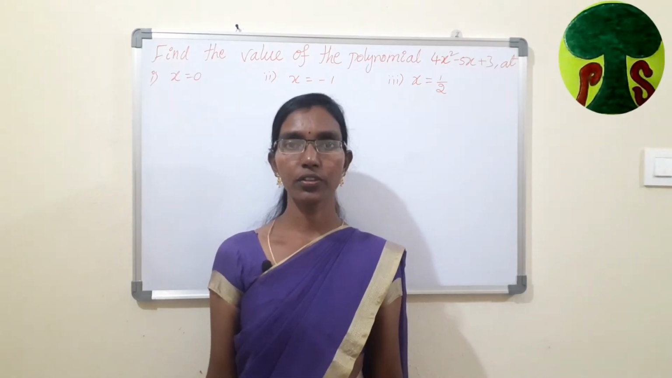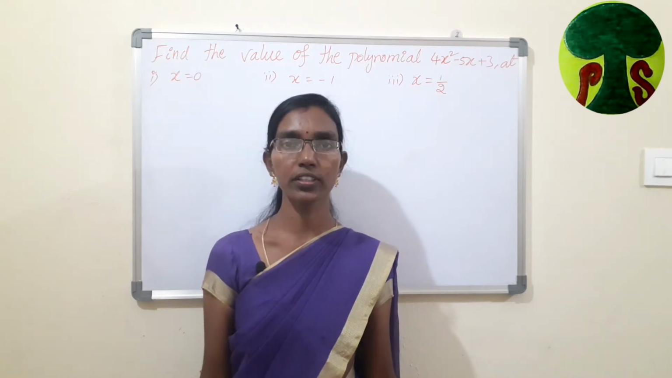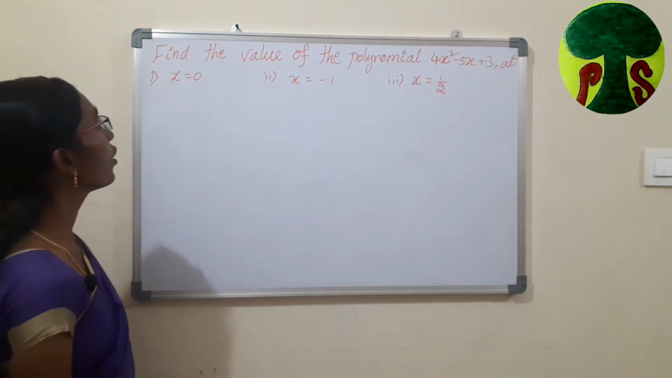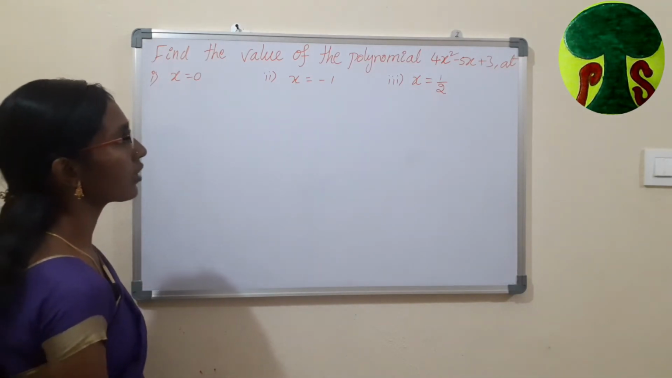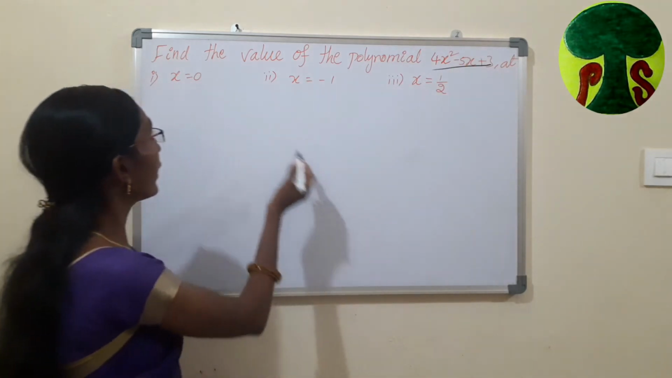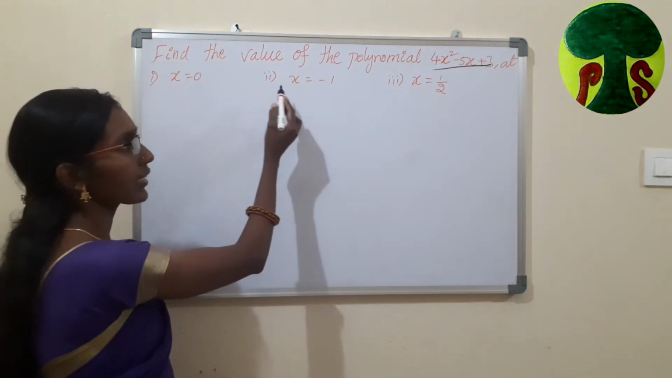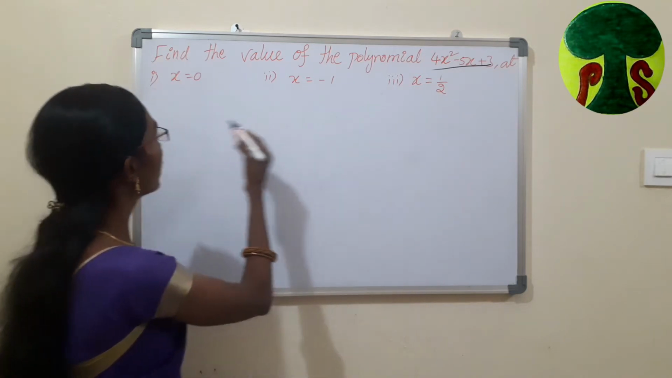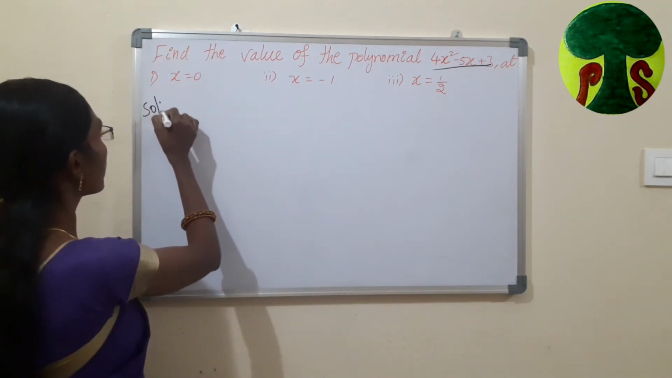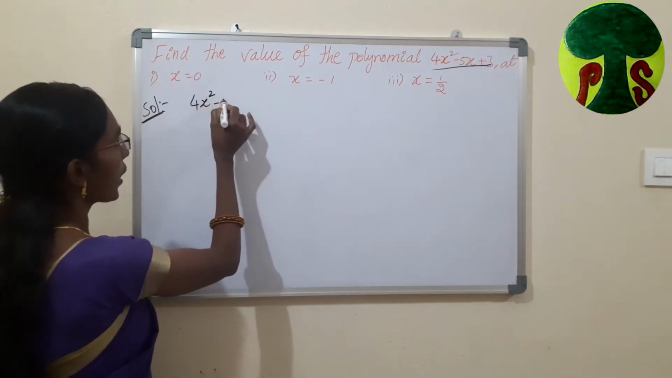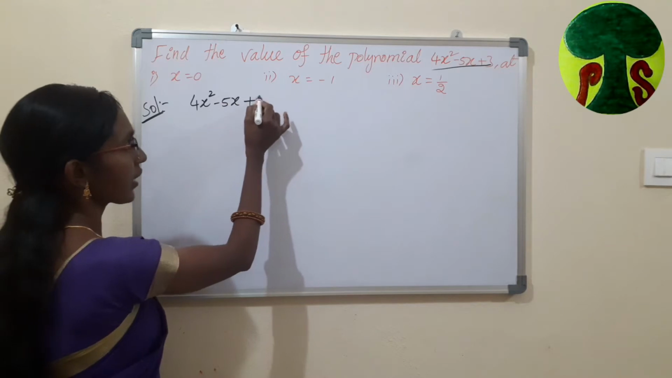Everyone, in this video we are going to discuss exercise 2.2 in polynomials and factorization. Here is the first problem. Find the value of the polynomial 4x square minus 5x plus 3 at x equals 0, x equals minus 1 and x equals 1 by 2. Solution. The given polynomial is 4x square minus 5x plus 3.